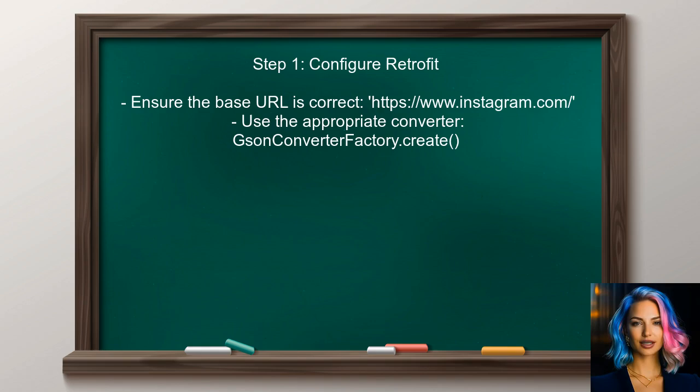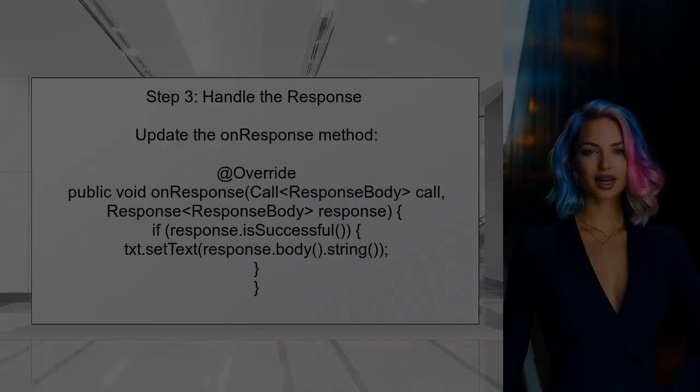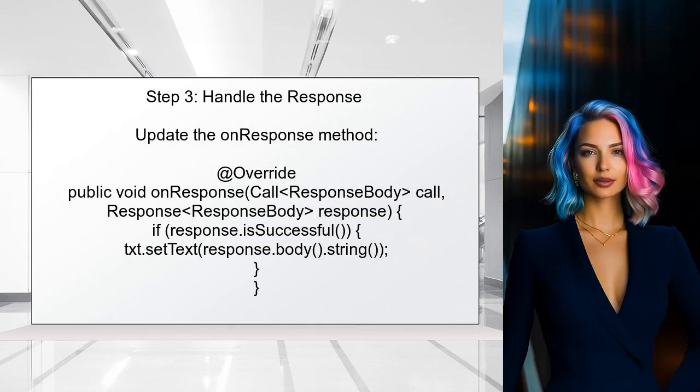To retrieve the complete HTML content from a website using Retrofit, the user should first ensure their Retrofit setup is configured correctly. This includes using the right base URL and an appropriate converter. Next, the user needs to modify the interface to ensure it retrieves the full HTML content. This involves using the correct endpoint in the interface definition. Now, the user should handle the response properly to extract the HTML content. Instead of converting it to a string, they can directly access the response body.